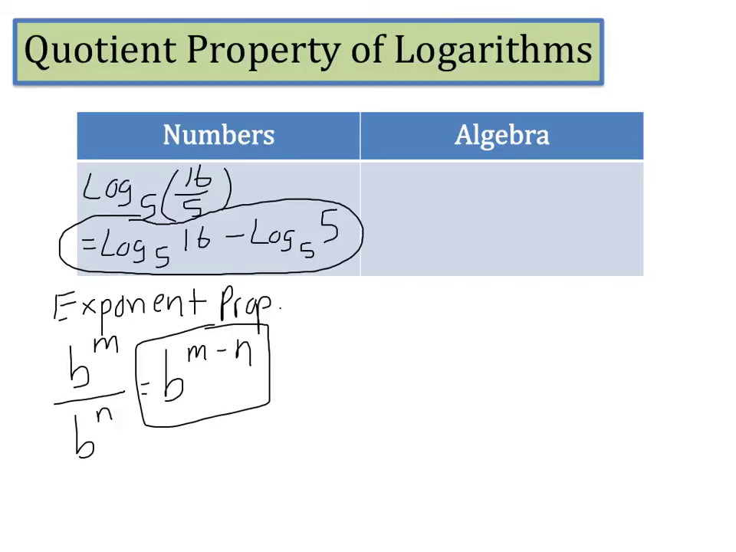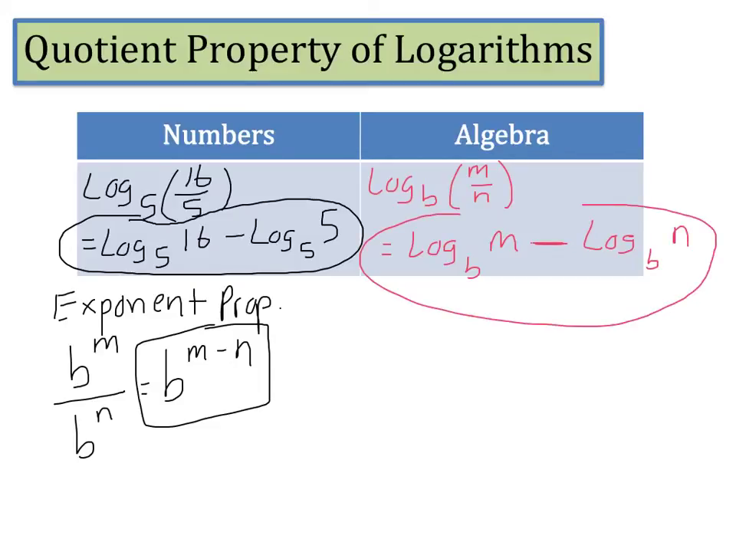In algebraic form, if we have a log of some base of some fraction, we can break that fraction up into two logarithms. So log base b of m over n equals log base b of m minus log base b of n. For the product or the quotient property, if it's helpful, think about the exponent property that it comes from.